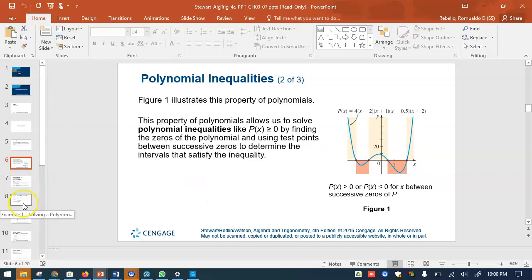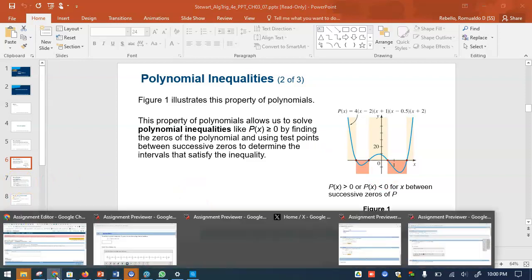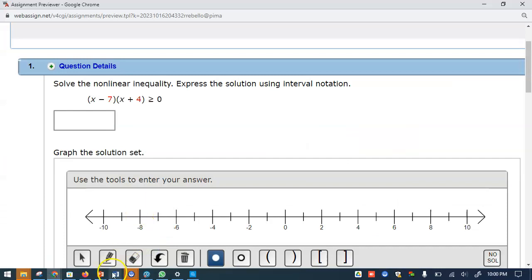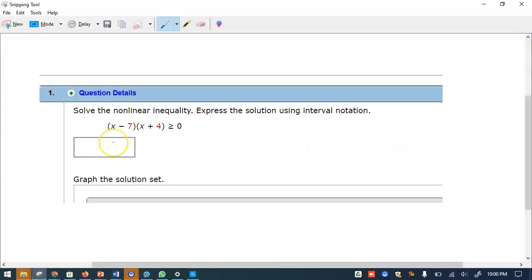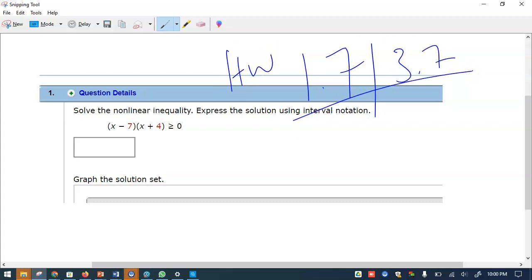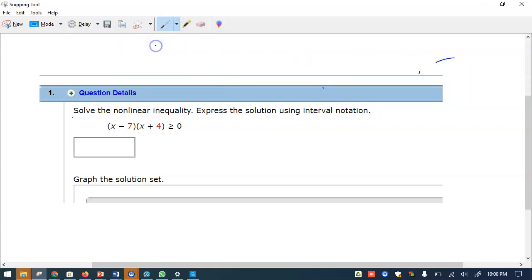So I'll dive directly into the problem. Here is the first one. This is 1.7, and we combine 1.7 and 3.7. So let's go straight away. The first problem says you're supposed to solve the non-linear inequality. What does non-linear basically mean? Non-linear means quadratic or cubic, whatever that is, but it is an inequality.